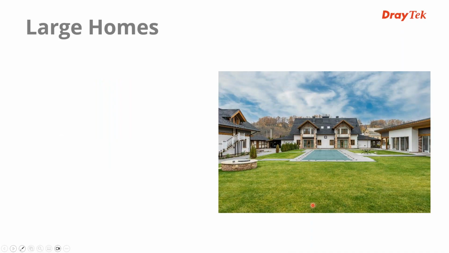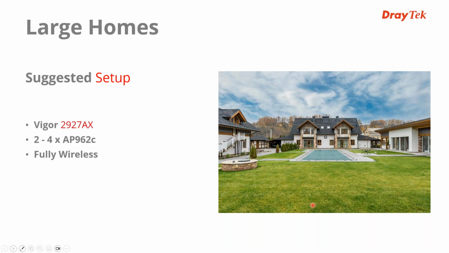A large home. Again, it can have multiple floors, maybe not as many as an office, but you could have 2 floors and maybe an attic room that needs Wi-Fi for an office or something. So a suggested setup would be maybe a 2927AX. This router is suitable for fiber to the premises connections. It has Wi-Fi 6, and then depending on the size of your house, you could have 2 to 4 AP962s. And for easy configuration and setup, fully wireless would probably suit compared to having switches and extra wires and stuff.